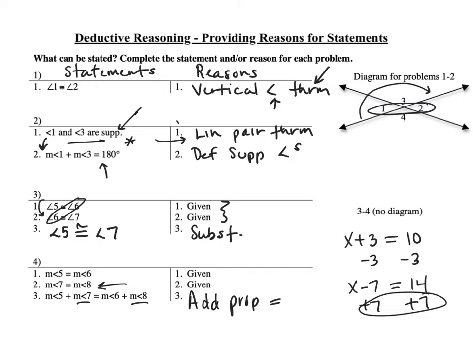Now, a lot of students get confused with addition property of equality, angle addition, and segment addition. Remember, segment addition is 2 segments make a big segment. Angle addition is 2 angles make a big angle. That is not what's going on right here. We don't have 2 angles equal a big angle.